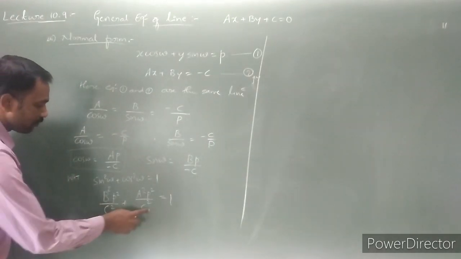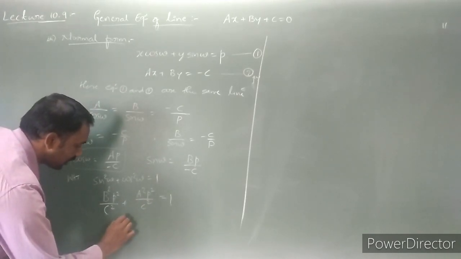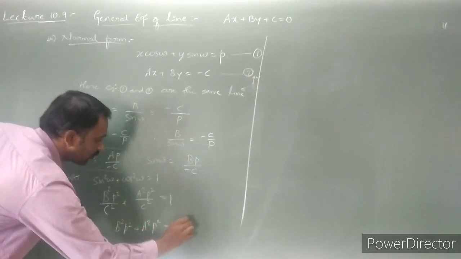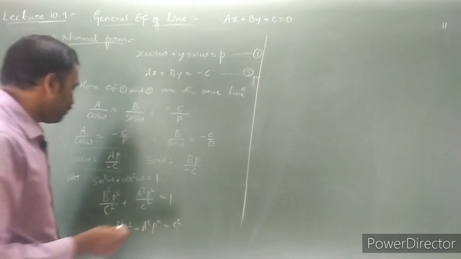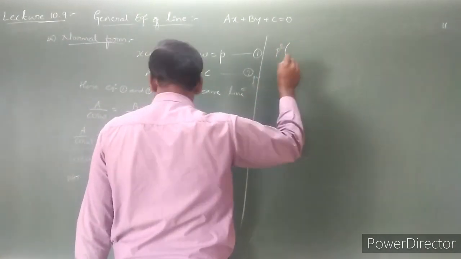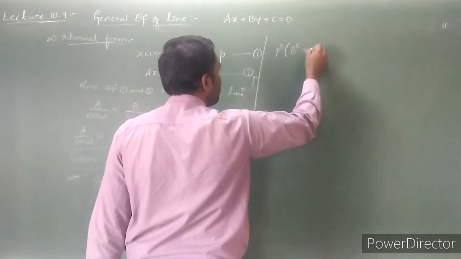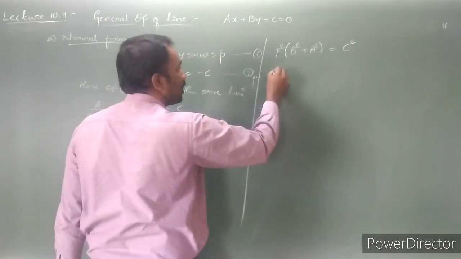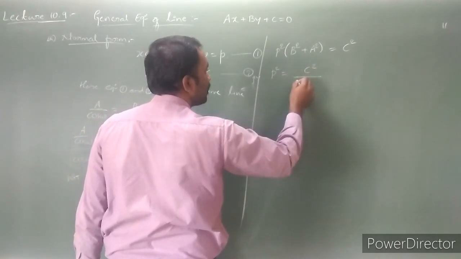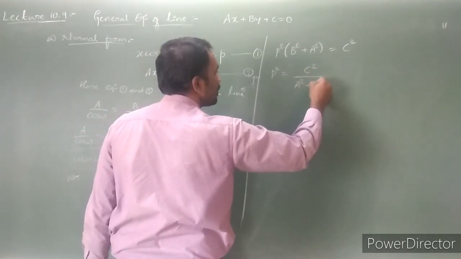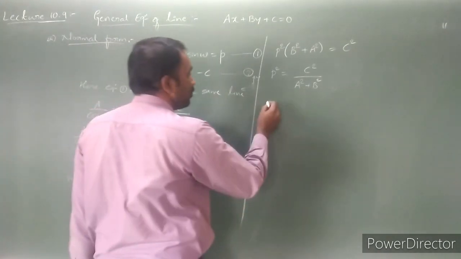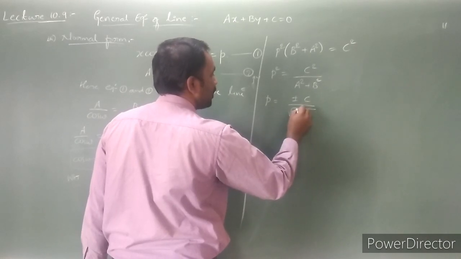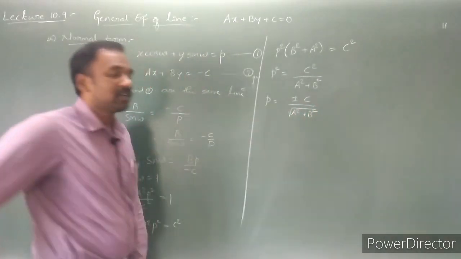How do we get the p value? c square is common. p square a square plus p square b square is equal to c square. Again, p square is common. If we take p square common, what happens? p square times (a square plus b square) is equal to c square. Now, p square is equal to c square divided by a square plus b square. Now we need the p value. p is equal to plus or minus c divided by the root of a square plus b square. Do you agree?